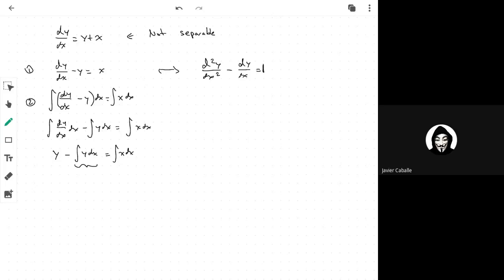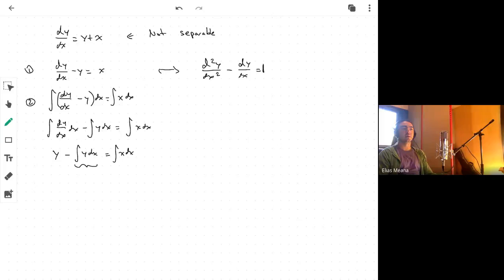Sorry? Why does it equal 1? I mean, this was Fernando's suggestion to take the derivative of the first equation. It's not going to help us. But he was saying, what if you took the first derivative instead of taking the integral? What if you took the derivative to try and simplify your solution? Well, the derivative of x is 1.